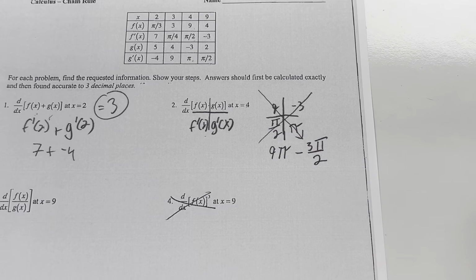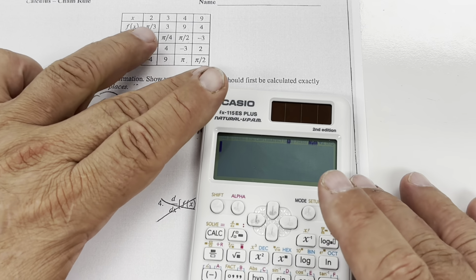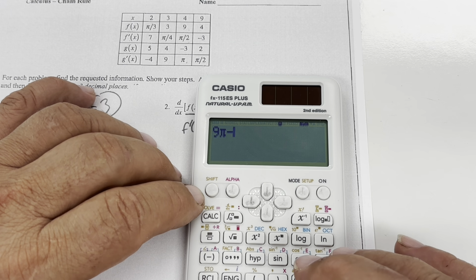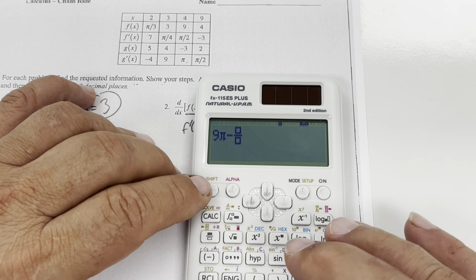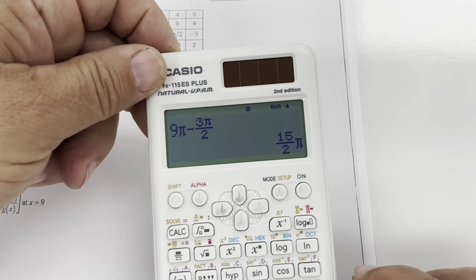I might type that into my calculator. 9 pi minus 3 pi over 2. 9 pi minus 3 pi over 2, 15 pi over 2.